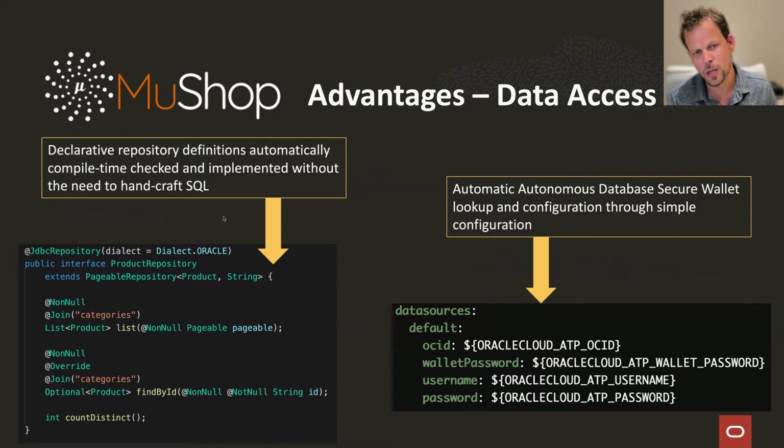And Micronaut has support for both JPA and JDBC. So whether you prefer a full object relational mapping tool like JPA, or you prefer to be more low level and use JDBC directly, Micronaut has your back. In addition to that, Micronaut will automatically discover the autonomous database secure wallet configuration and look up the data source and configure it appropriately, which dramatically simplifies how easy it is, as a Java developer, to connect to autonomous database when your cloud application is running in the cloud.